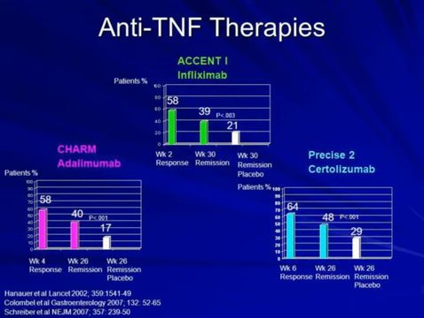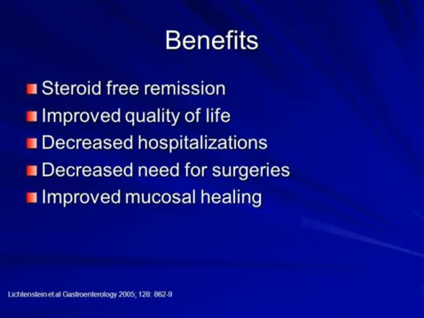So this slide highlights response and remission results from similar trials on infliximab, adalimumab, and certolizumab in Crohn's. As you can see, there's about a 60% short-term response with these medications and about a 40% remission rate with these medications compared to placebo rates of about 20%. So potential benefits of these medications are significant. They can obviously make patients feel better. They can help us get patients off steroids. They can improve quality of life, decrease hospitalizations, decrease need for surgeries, and they have also been shown to improve mucosal healing.